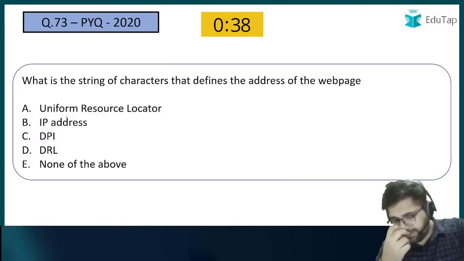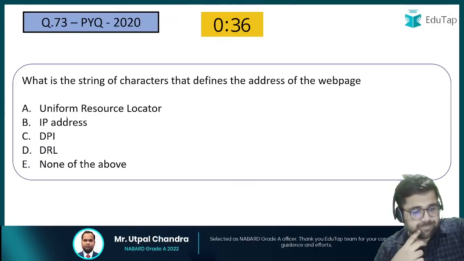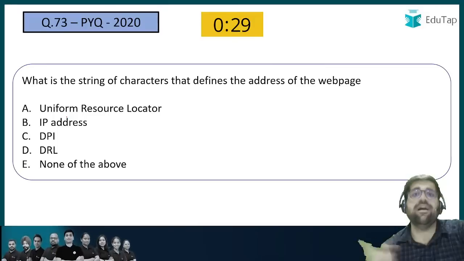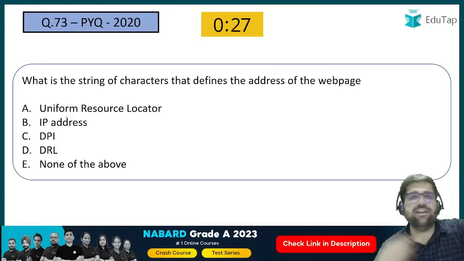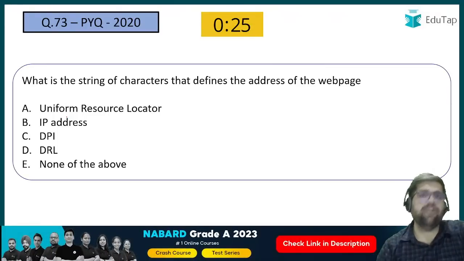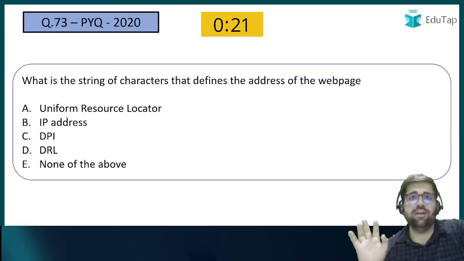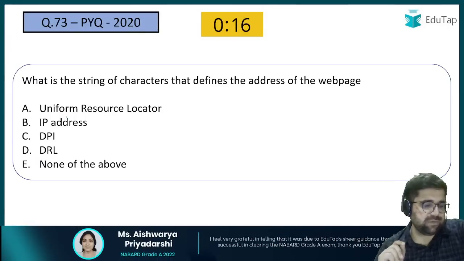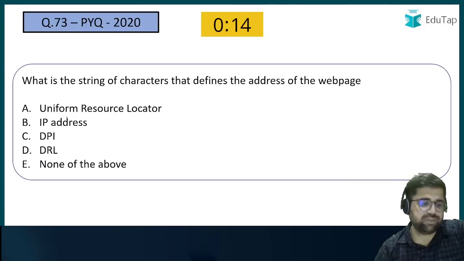Question number 73. Yes, Wi-Fi can be LAN and Wi-Fi can be PAN also, depends upon the area. If Wi-Fi is only working in the home, then it will be an example of PAN. If it is working throughout your offices, throughout different buildings, then it can be a local area network as well. So it depends upon the area's range.